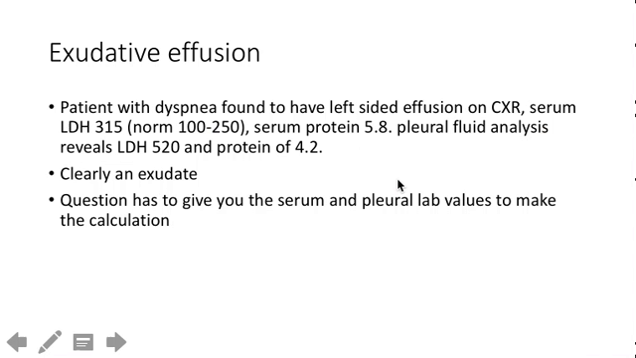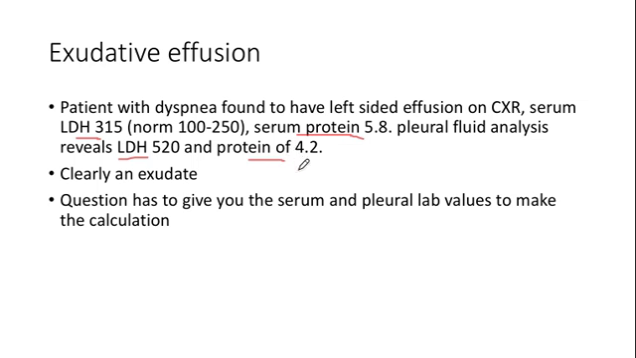Next thing. So this is kind of where the meat is for this, and this right here, I just wanted you to see what it's going to look like on the shelf. And what I'm trying to show you here is that they're going to have to give you a serum LDH value and a serum protein value, and then they're also going to have to give you the corresponding pleural fluid values after doing a thoracentesis for LDH and protein.